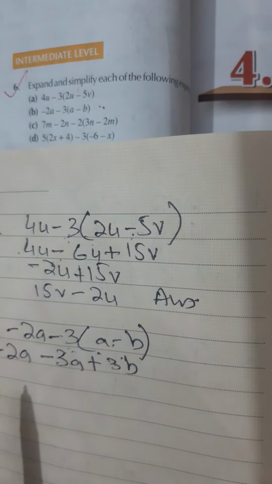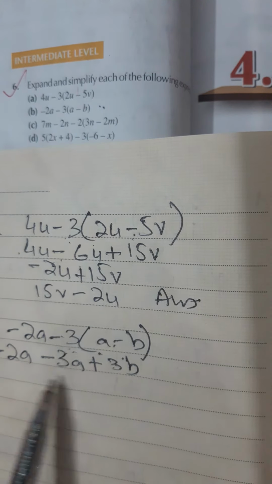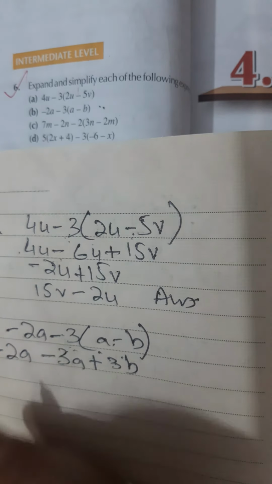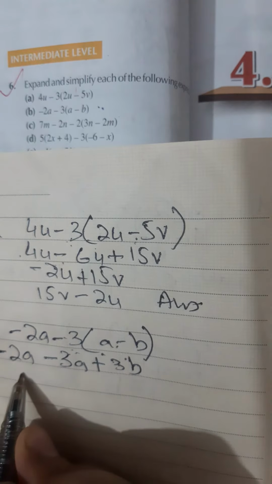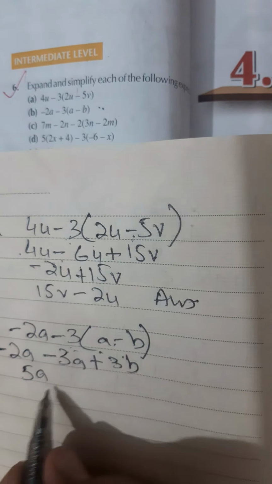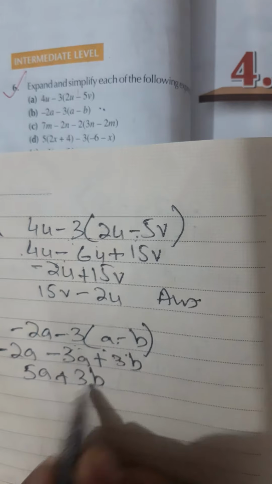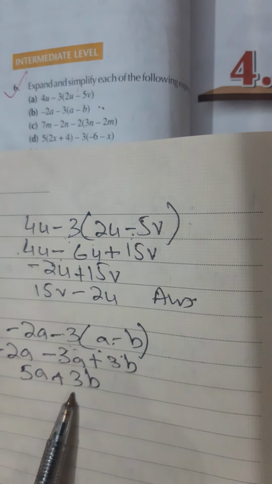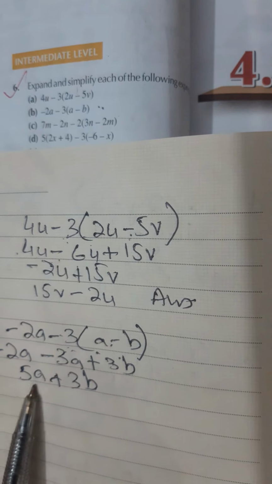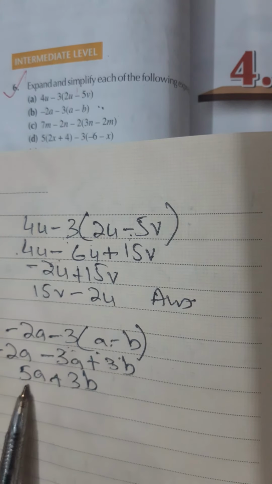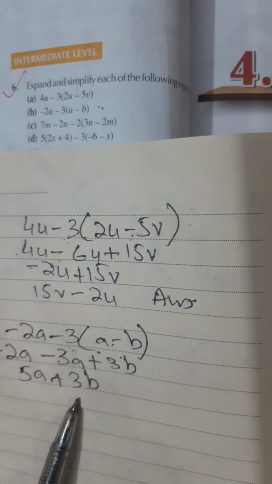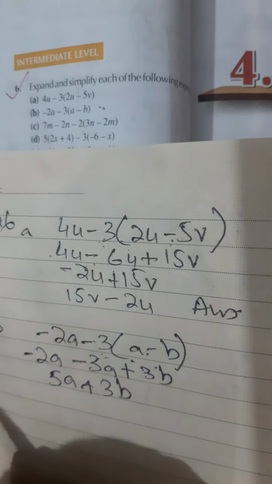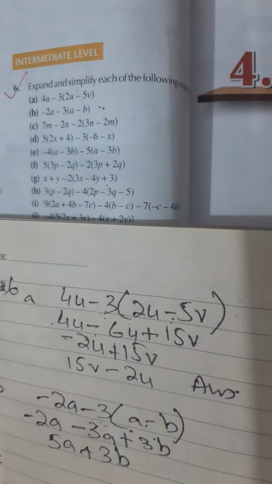Now we will see how many like terms are here. There are only two like terms, minus 2a and minus 3a. So what we get here, minus 2 and minus 3, we get 5a plus 3b. We are going to add it. It will be 2 and 3 mean 5. 5a plus 3b. Next question is question number 6, part C.